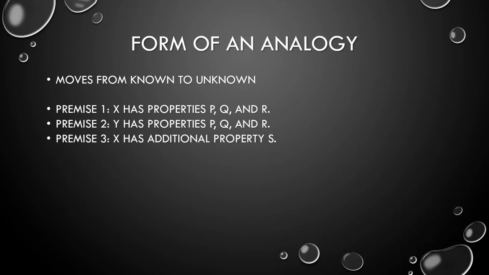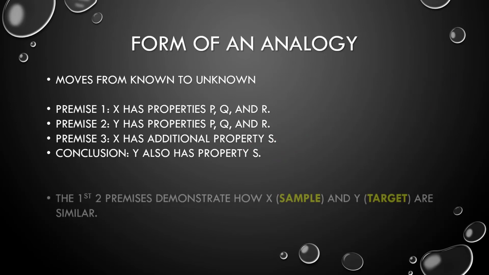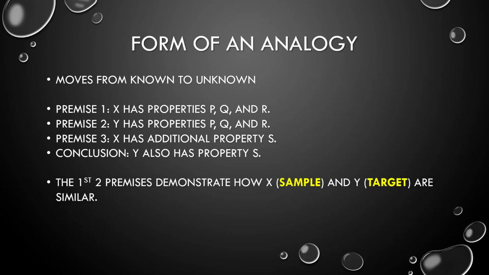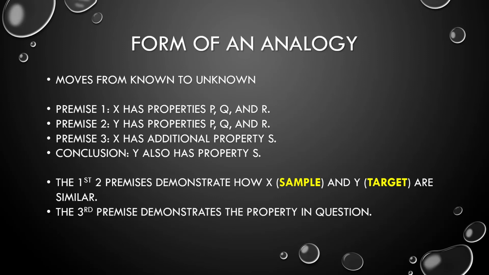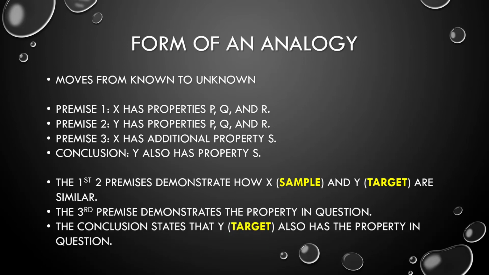In our third premise, we're going to go back to Selena and note that she has an additional property S, which we said was making $80,000 in salary. The conclusion which we are going to go to is that Barbara, Y, has property S. S is unknown, but we're going to extend it then to Y. So the first two premises demonstrate how X, the sample, and Y, the target, are similar. The third premise demonstrates the property in question, and then the conclusion states that Y, the target, also has the property in question.